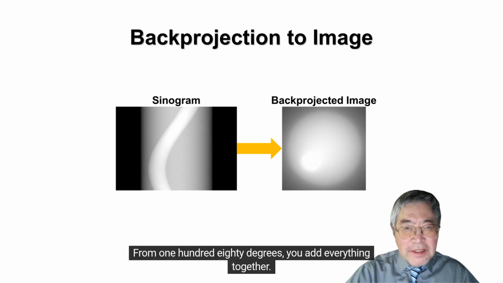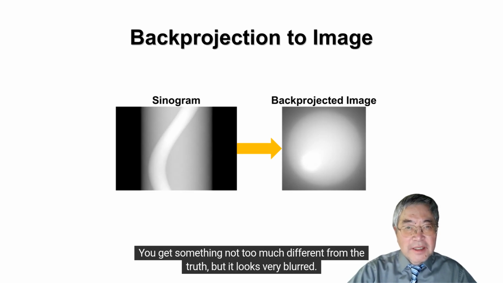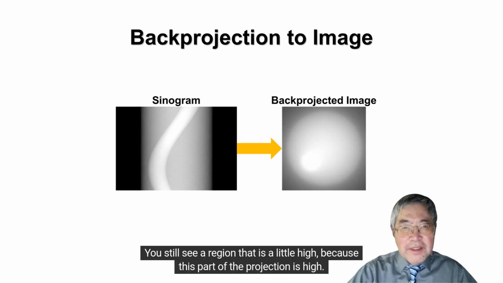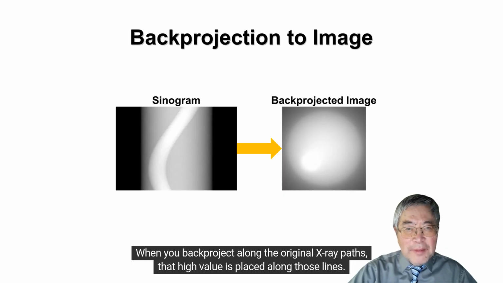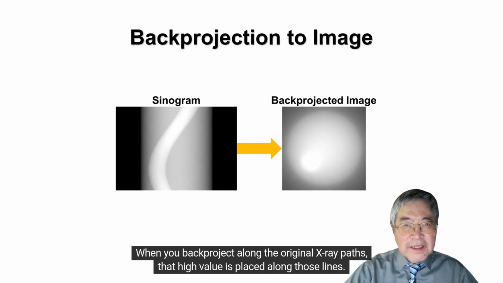From 180 degrees, you add everything together. You get something not too much different from the truth, but it looks very blurred. You still see a region that is a little high because this part of the projection is high. When you back project along the original X-ray paths, that high value is placed along those lines.